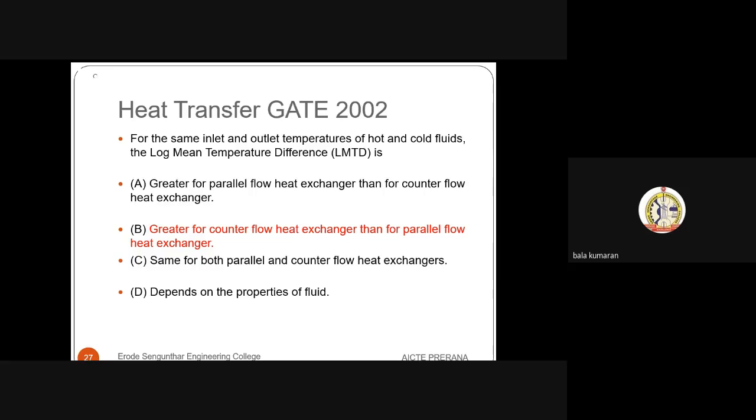It is a simple question. By seeing it itself, we can answer. The option is B. For the same inlet and outlet temperatures of hot and cold fluid, the logarithmic mean temperature difference is greater for the counterflow heat exchanger than for the parallel flow heat exchanger. This is the answer. The LMTD value will be greater in counterflow, lesser in parallel flow. This is the answer for this.